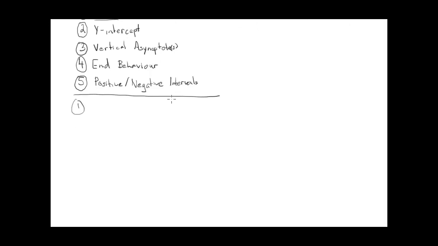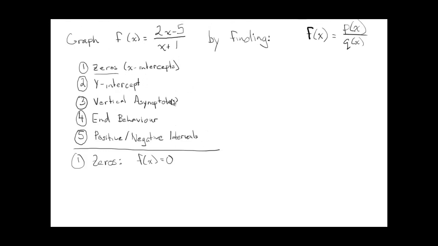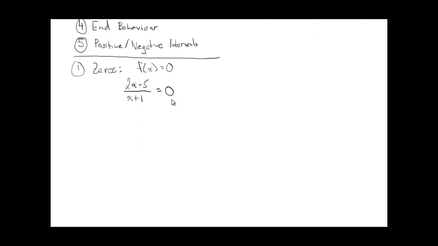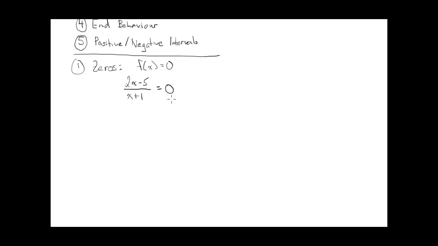So hopefully we know the way you get the zeros is to set f of x equal to 0. So in this case, f of x was equal to (2x minus 5) all divided by (x plus 1), and that's going to be equal to 0. So now the question is, when does this fraction equal 0?